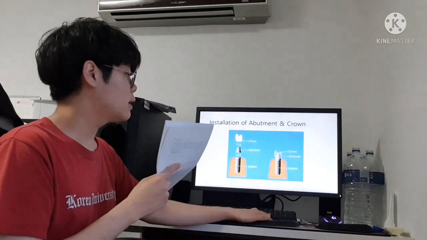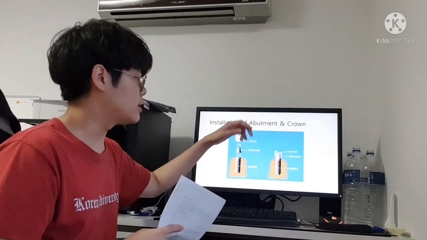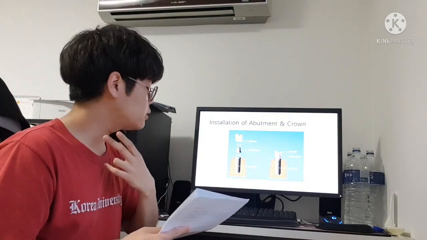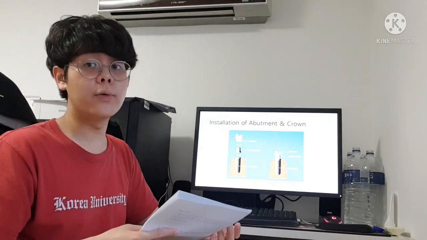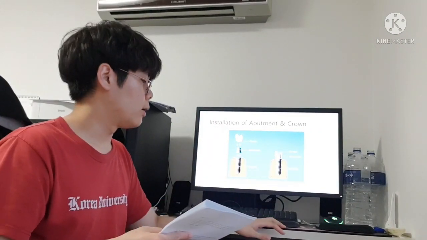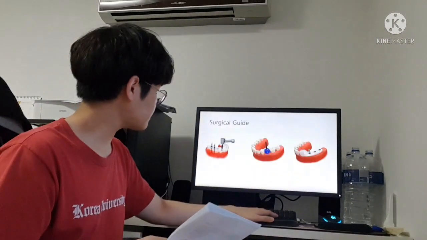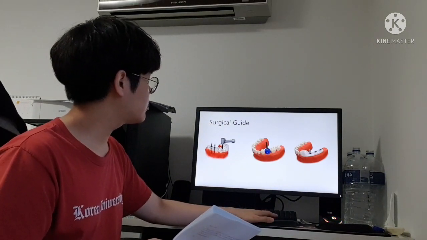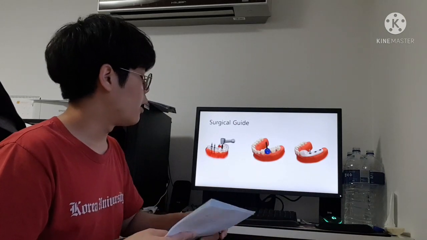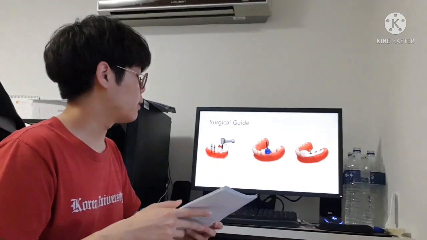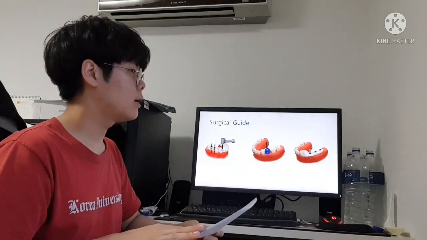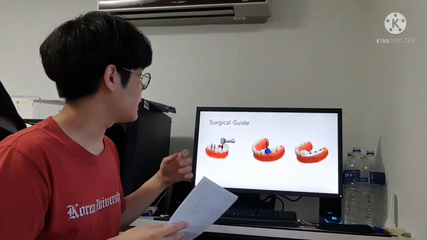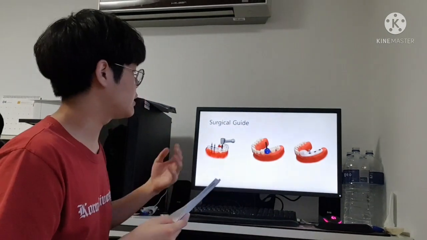And as you can see, the implant goes very deep into our bone, so it's much harder than former treatments. There are two things, structures that make implant surgery easier.